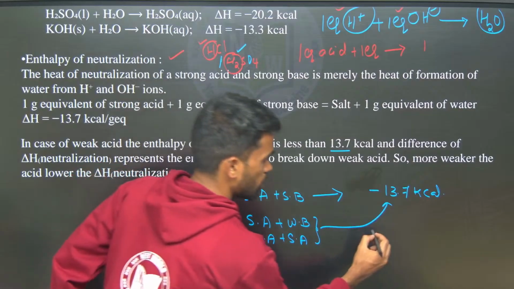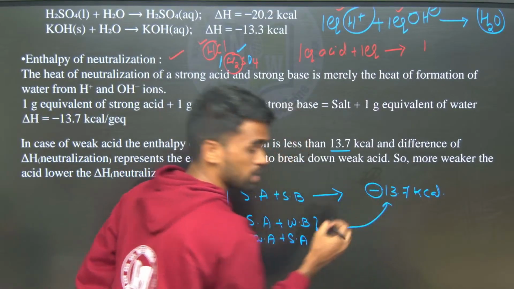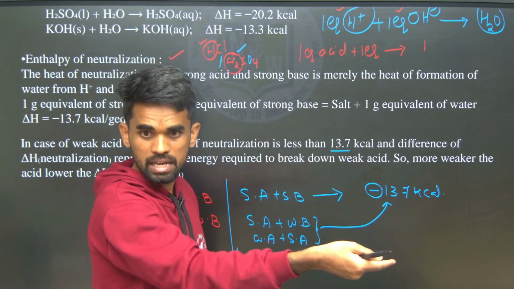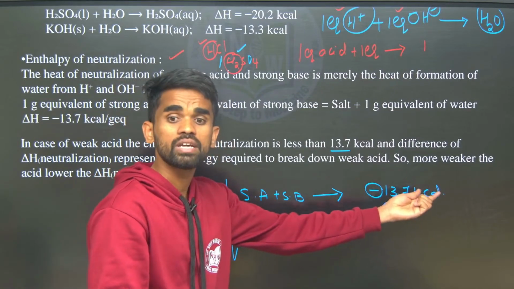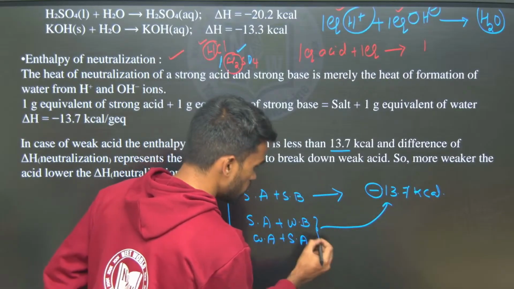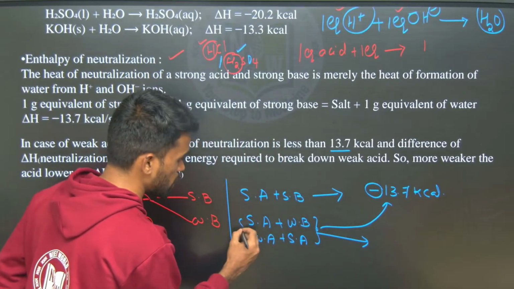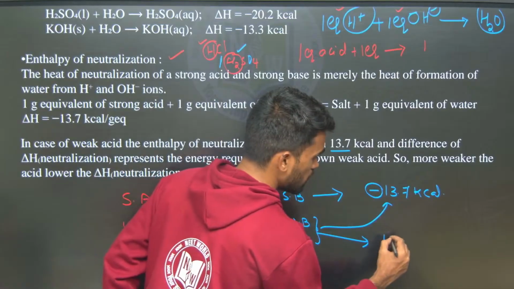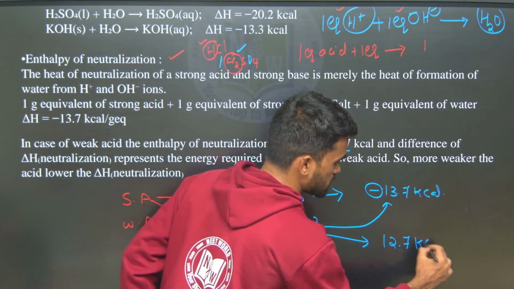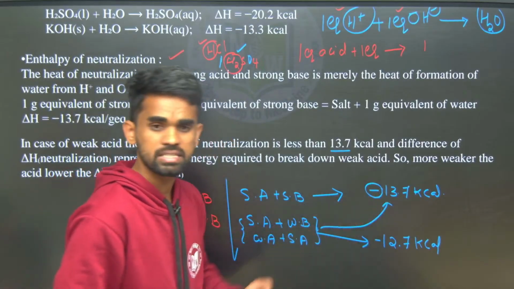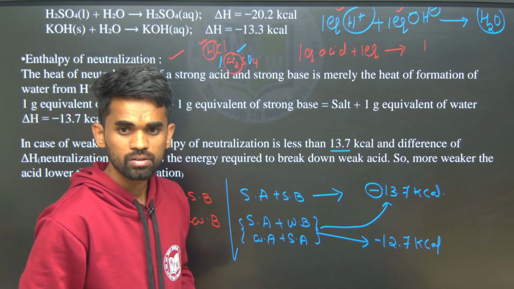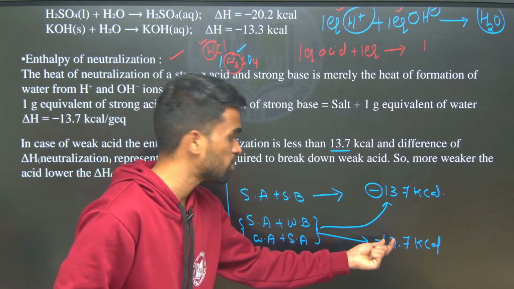So here the negative sign indicates what? The amount of heat released. It is an exothermic process with this much heat released. Whenever you take this combination, it might be something around 12.7 kilocalories, I am saying. This is the amount of heat released. So why is it lesser than this? Why is a lesser amount of energy released?